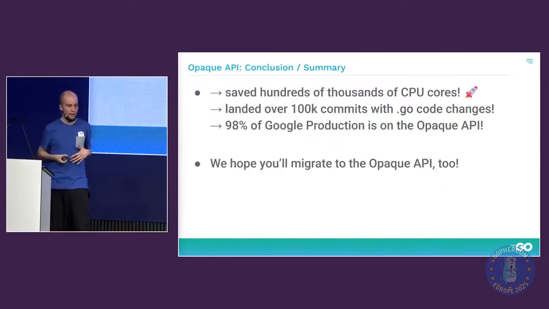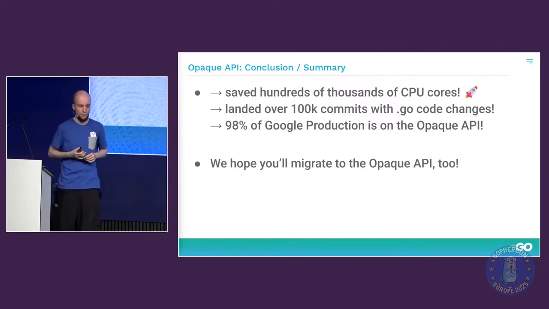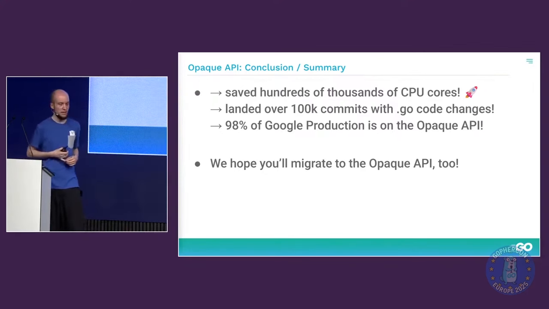So, in conclusion, you might be wondering, is the Opaque API ready? It's just been out for half a year, seems pretty fresh, right? But in fact, we have saved hundreds of thousands of CPU cores at Google internally, and we hope that the Opaque API will also allow you to save some cores if you're a big Protobuf user. In order to do this, we had to land well over 100,000 code changes to our monorepo, which was probably one of the largest changes, at least in Go, that we've done.